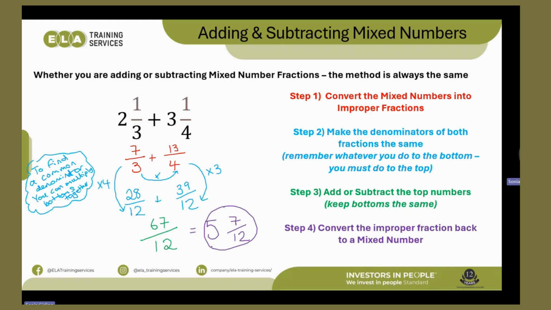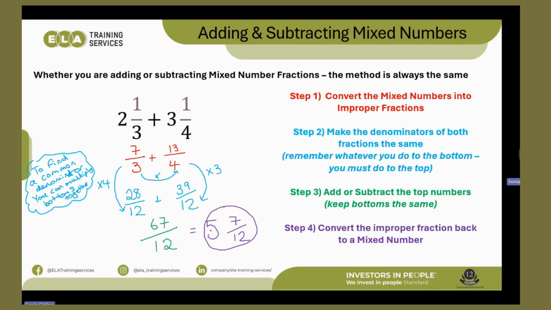So now just to recap everything that we've done with this one, we converted our mixed numbers into improper. We then changed both our numbers so our denominators were the same, and we did that by multiplying our bottom numbers together to get our common denominator of 12. We timesed each side by the opposite bottom. We then added those together, and then we worked out how many 12s were in 67, and that gave us our mixed number.